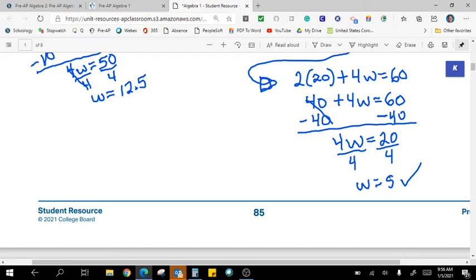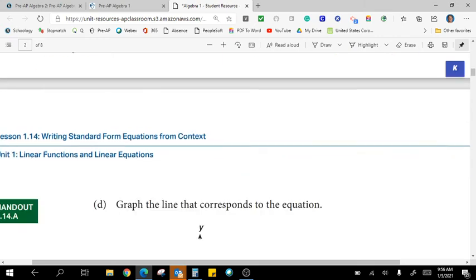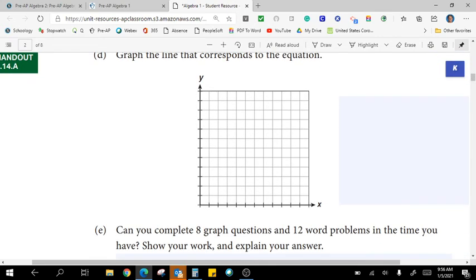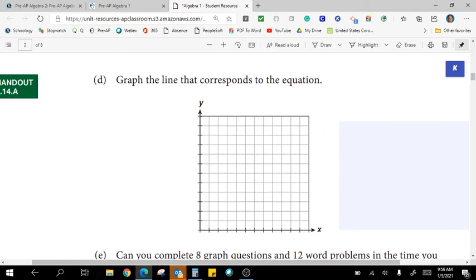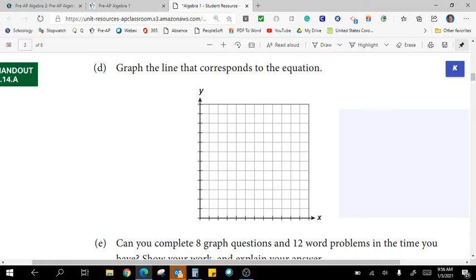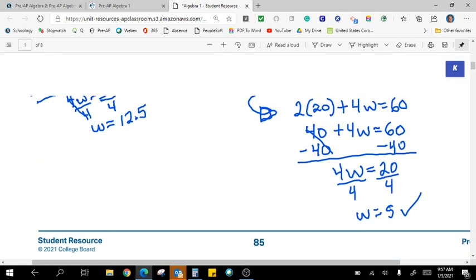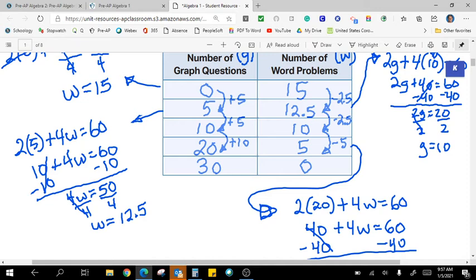I'm going to go on, see if we have anything more from this problem here. We got 2 more parts of this. All right, so now it says to graph the line that corresponds to the equation. So I just want to look at how far up I need to go and how far over I need to go. So if I have 0 graph problems, I need to go. Let's say that g is going to be my x variable, the horizontal variable, and w is going to be the vertical variable. Okay, so vertically, 15 is the farthest I would need to go up.